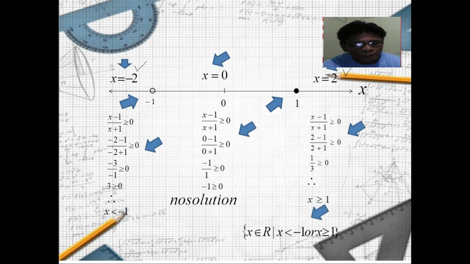Okay, so to write the solution in set builder notation, x is an element of the real numbers such that x less than negative 1 or x greater than or equal to 1.